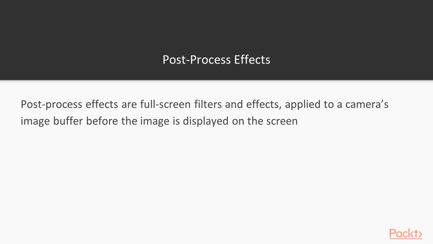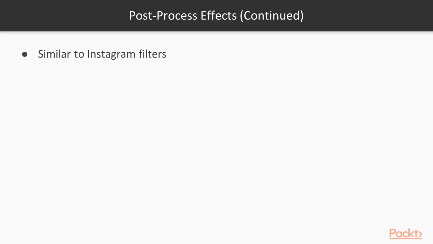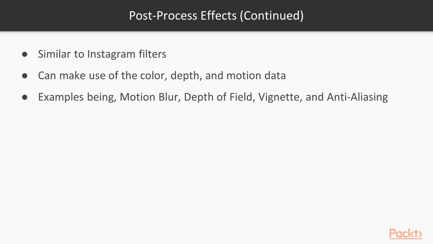Post-process effects are full-screen filters and effects applied to the camera's image buffer before the image is displayed on the screen. Think of Instagram filters and you will get the idea. While Instagram filters make use only of the color information of the image, post-process effects used in 3D applications can make use of the depth and motion information as well. Motion blur, depth of field, vignette, and anti-aliasing are a few examples of post-process effects.